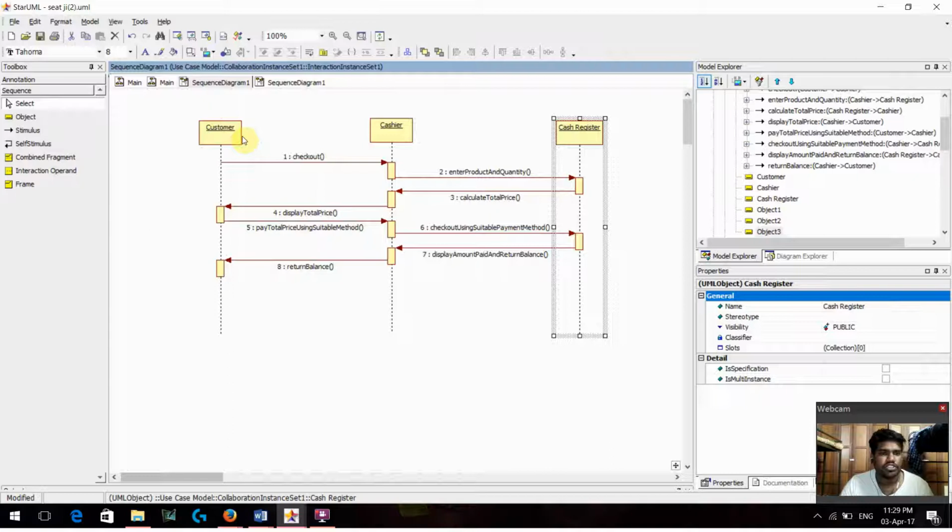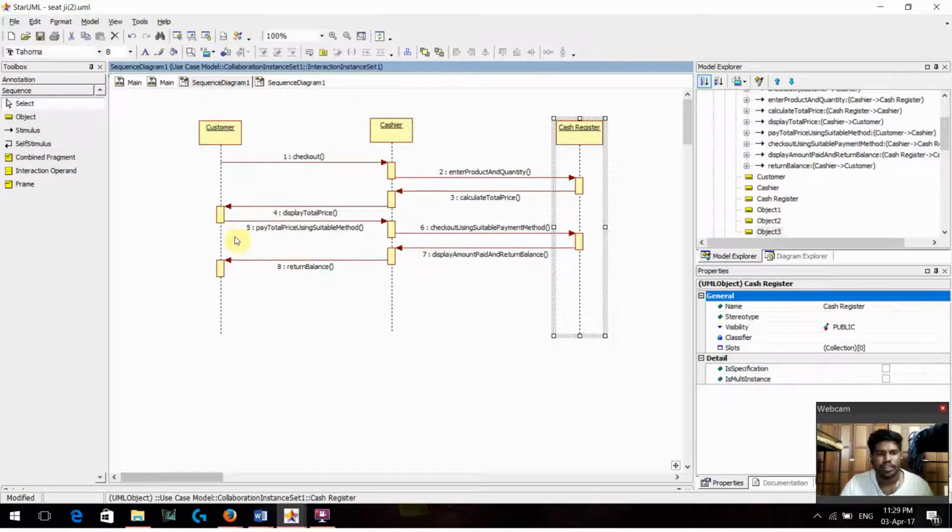First, from the customer, you have the checkout process, which goes to the cashier. After the cashier enters the product quantity, the process for product quantity is initiated. And from the cash register, the process of calculating the total price is sent to the cashier. After that, the next process is to display the total price, that comes from the cashier, and it is pointed with a stimulus of 4.